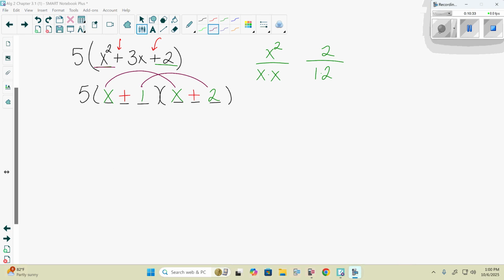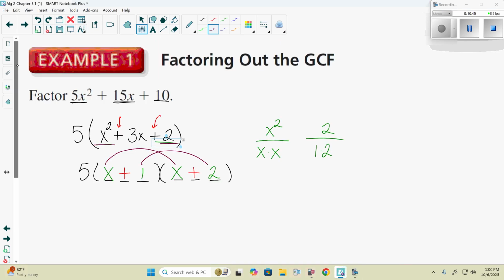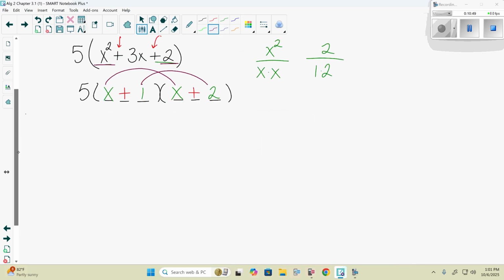The other one that we can do is 1 times 2. And 1 times 2 is 2. But we got the 1 and 2 from the factors of 2. So it makes sense that they should multiply back together to give us 2, yes? Because they're the factors of 2. There's not a whole lot of reason to check these.